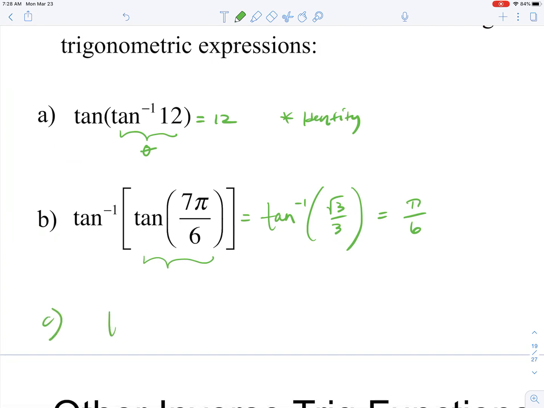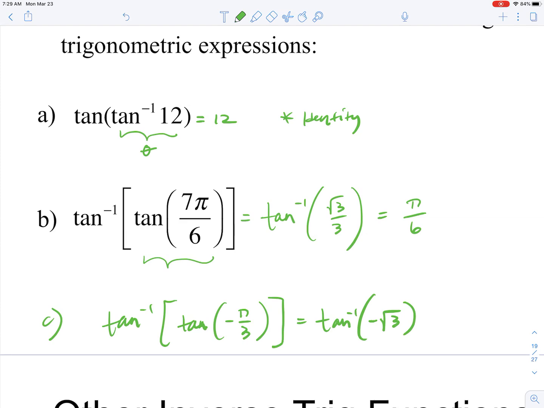And let's think about one more. How about inverse tan of tangent of negative pi over 3? Well, negative pi over 3 is in that range. You could also think about it this way: tangent of negative pi over 3 would be equal to negative root 3. Right? And then inverse tan of negative root 3 would be equal to negative pi over 3.